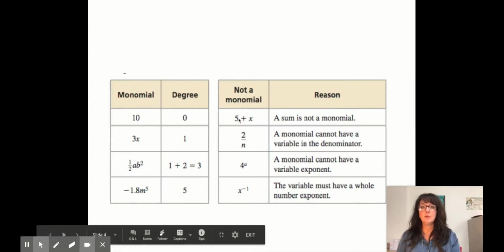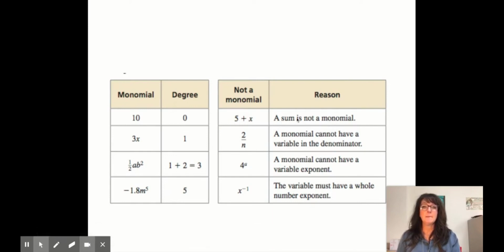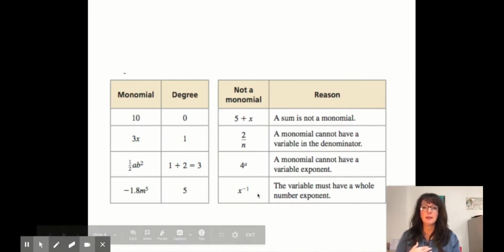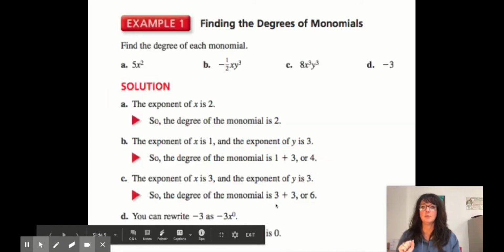So this is not a monomial because it's the sum of two monomials, not just one. 5 by itself is a monomial. x by itself is a monomial, right? A monomial cannot have the variable in the denominator, so we wouldn't say that. A monomial cannot have a variable exponent, and it cannot have a negative exponent. Okay, so just a couple different things.